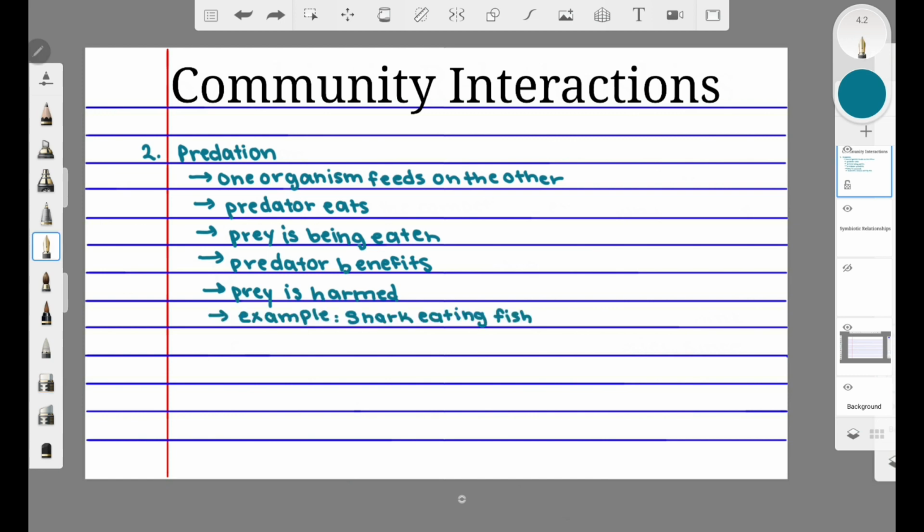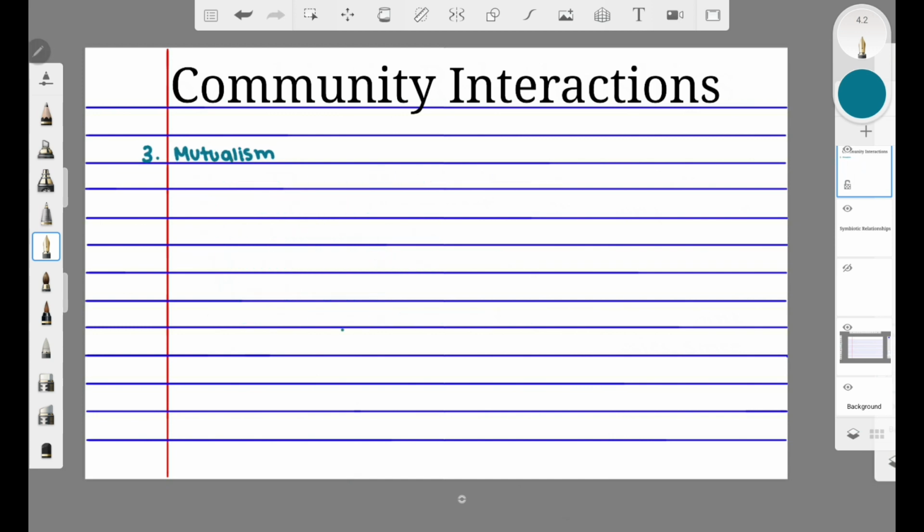And an example would be a shark eating fish. The shark is the predator, and it is benefiting in this interaction, while the fish is the prey and it is being harmed. And now we start getting into symbiotic relationships.